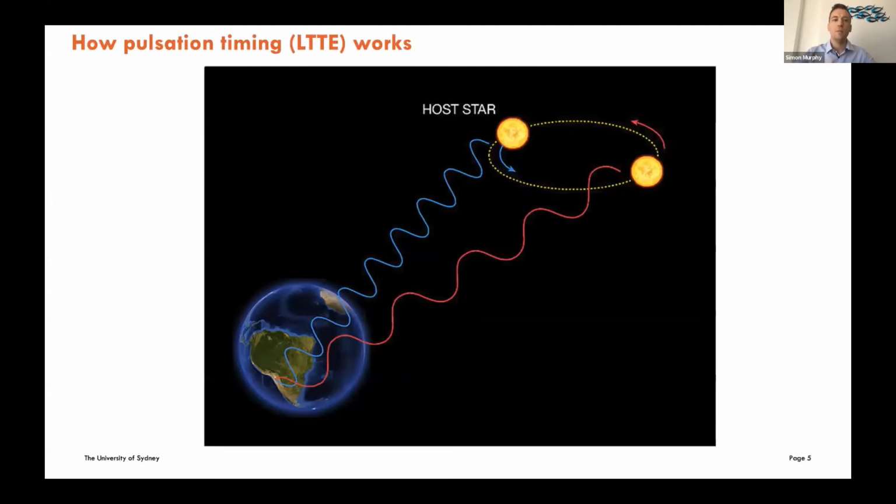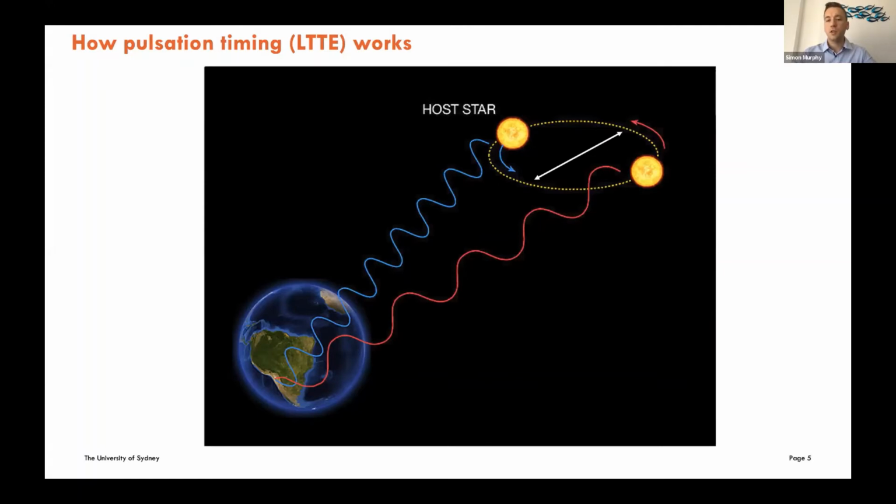Now you may already be familiar with pulsation timing and the light travel time effect, but here's a quick rundown just in case. Imagine you have two stars in a binary system, orbiting each other. Traditionally you would detect this by Doppler shifts of their spectrum, with some telescope on the ground. I'm sorry that I didn't have a little globe that showed Hawaii. So you detect this via the Doppler shifts, but the same orbit also has a light travel time across it. It has a finite size.